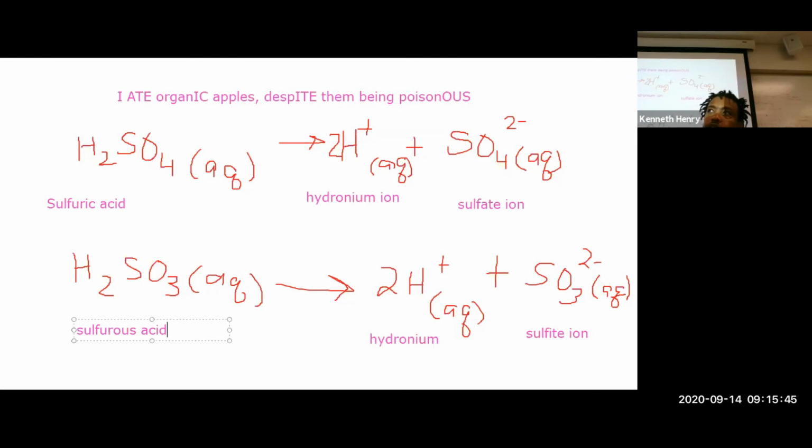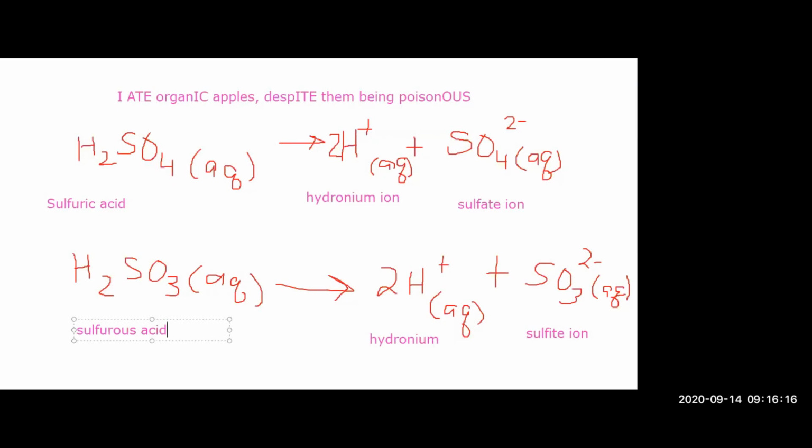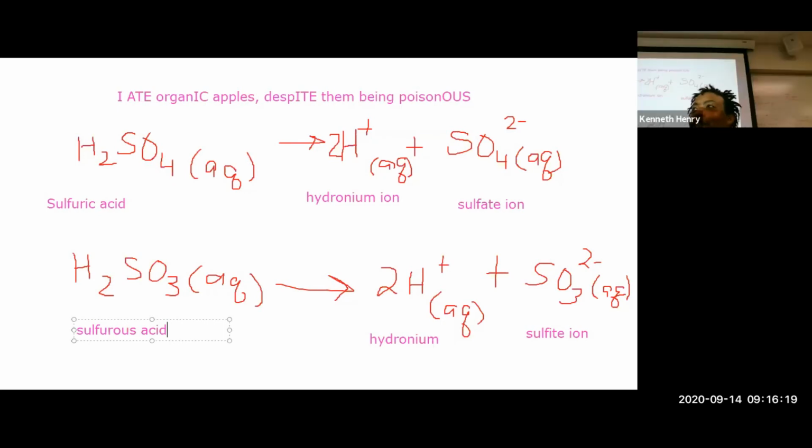So you can see if the anion that's forming is ITE, we're going to be using OUS acid. And if it's an ATE, we're going to be using an IC acid. Okay, sulfuric acid. Right? You got it? You want to test it out? Excellent. You guys know it already, right? That's my understanding. We should move on. No. Let's test it. Oh, we should test it. Okay, I just want to be sure.